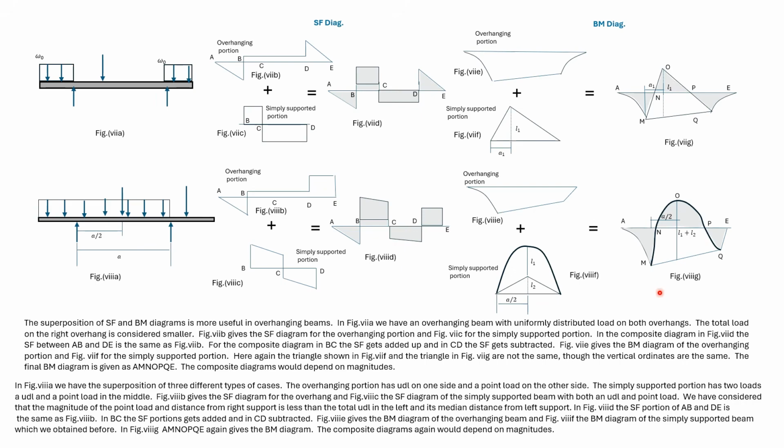The portion MOQ is not the same as this. Only the vertical ordinates are the same. Again, depending upon the magnitude, this bending moment diagram can be totally in the negative region. The bending moment is given by AMNOPQE.